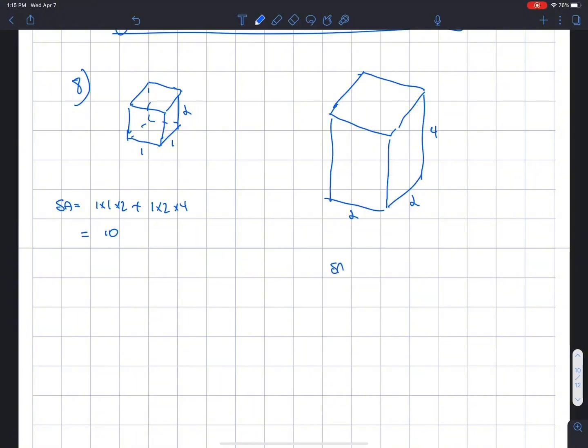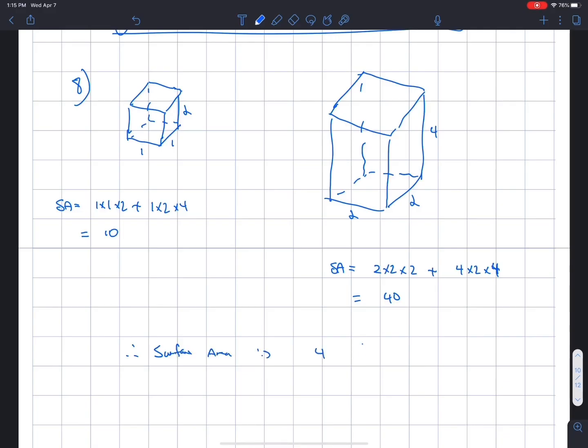For the other one, same idea, the top and bottom is 2 times 2 times 2. The bottom piece is just 2 times 2, and then I times it by 2 because there is top and bottom. And for the side area, they are all 4 times 2, and then I can times it by 4. There's front, back, left, and right. And that gives me 8 plus 4 times 2 times 4. That gives me 40.